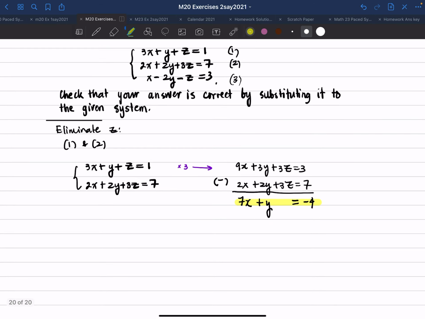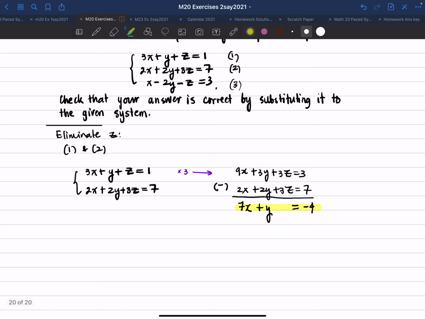Okay, and then pick another pair. As long as it is not 1 and 2. You can pick 1, 3. You can pick 2, 3. It depends on you, whatever you like. But I would like to pick 1 and 3. For convenience. Why for convenience? As you shall see as we go along. So we are eliminating z.